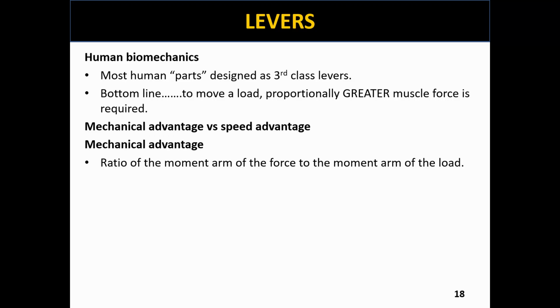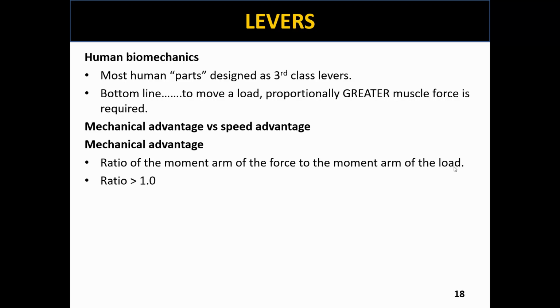Mechanical advantage refers to the ratio of the moment arm, and recall that a moment arm is a distance measurement, a perpendicular distance from an applied force to the point of rotation. And so the mechanical advantage is the ratio of the moment arm of some force to the moment arm of the load or the weight of that lever.